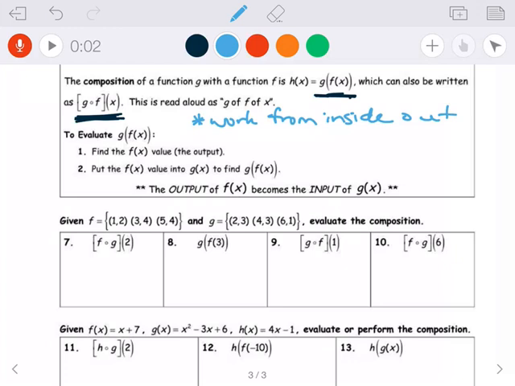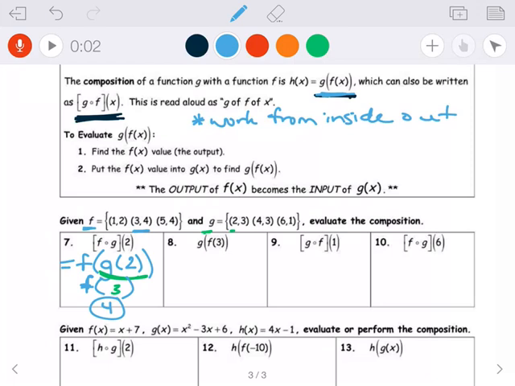Meaning, I'm going to rewrite number 7 using that notation. f of g of 2 means this. So I'm going to write it this way. Using that, if I work from the inside out, that means go to the inside, find g of 2 first. Go to function g. When x is 2, what is y? It's 3. Now I want to go to function f here, and I want to say when x is 3, what is y? y is 4. That's my final answer. You work from the inside out.